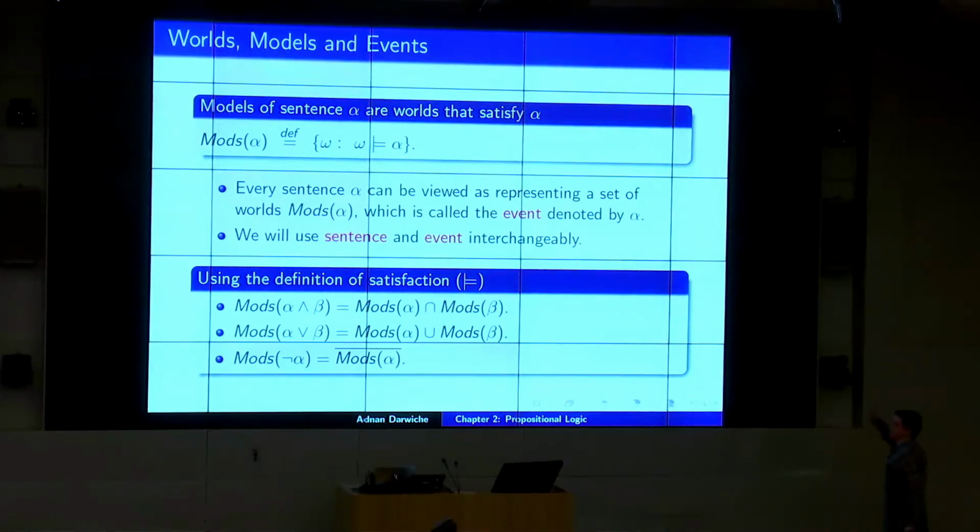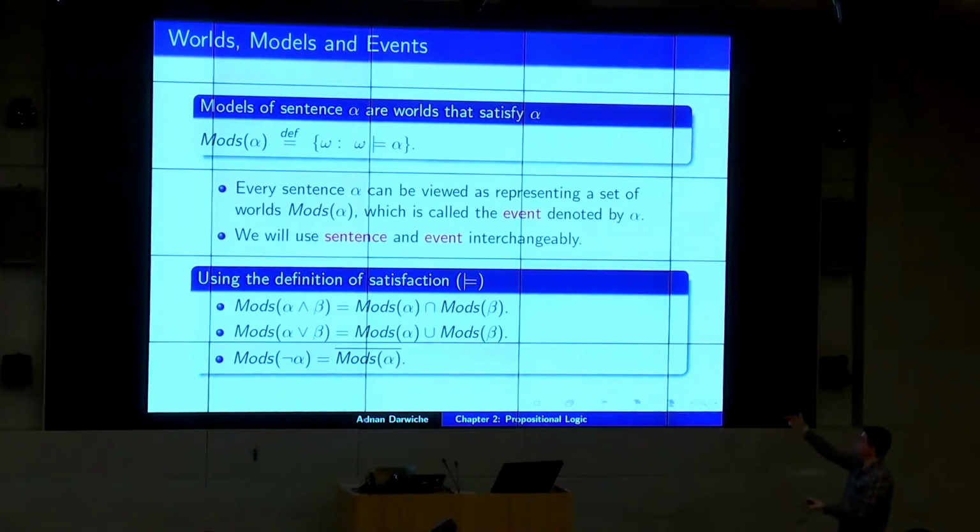here's the first set of observations about this function. The models of a sentence alpha and beta, you can imagine what that is. You take the models of alpha and the models of beta and intersect them. You see why? Because the models of alpha are those worlds at which that sentence is true. So if you take the worlds at which alpha is true and the worlds at which beta is true, and you take the common elements, those are the ones that make both alpha and beta true, right?